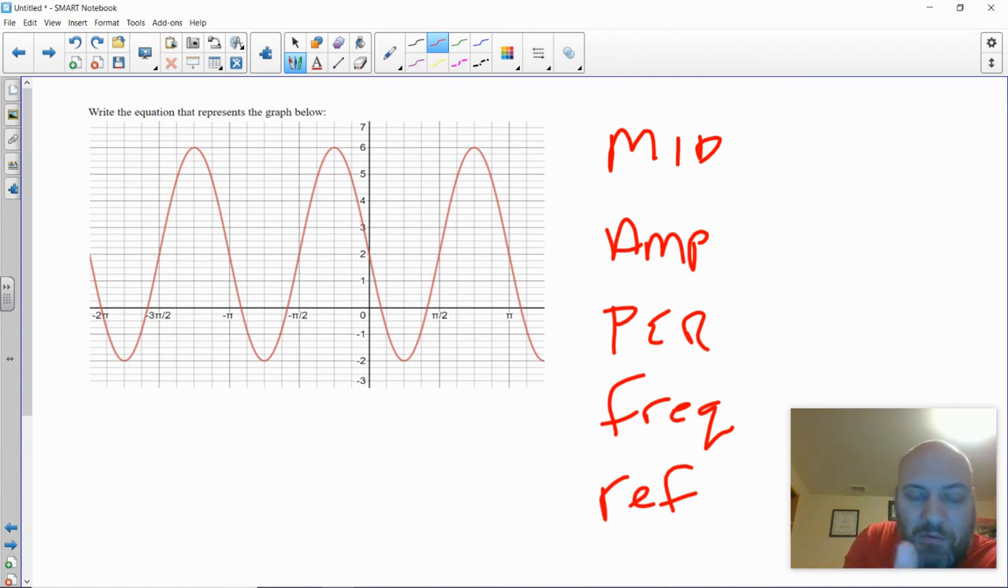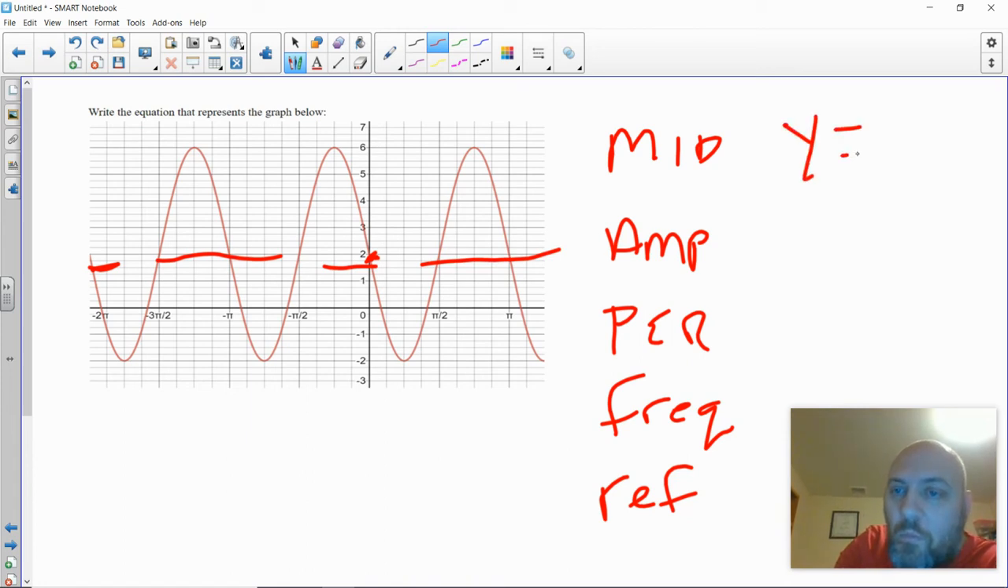I know cosine and sine both start on the y-axis. This eliminates any kind of shift. So if I look at where it crosses the y-axis at (0, 2), I notice that, starting on the midline, the midline is 2.